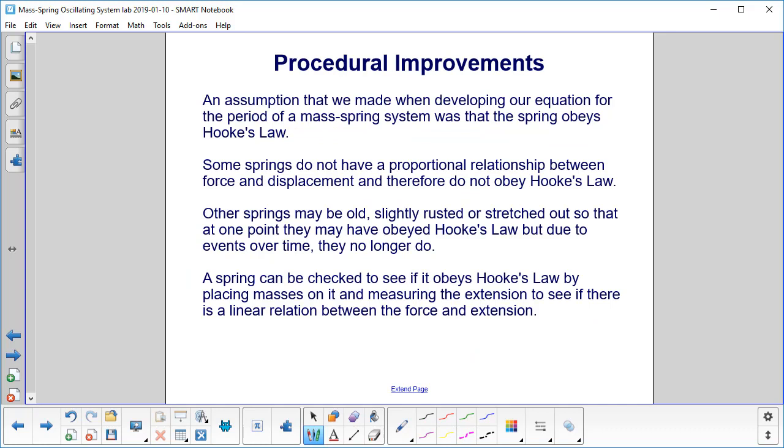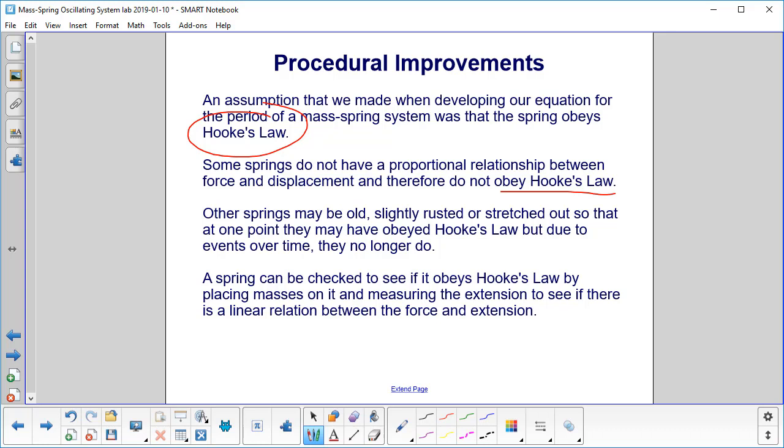An assumption that we made when developing our equation for the period of a mass spring system was that it obeyed Hooke's law. Some springs do not have a proportional relationship between force and displacement, and therefore they don't obey Hooke's law. The springs may be old, slightly rusted, or stretched out, so that at one point they may have obeyed Hooke's law, but due to events over time they no longer do.